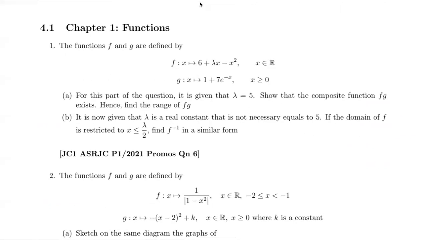Okay, so we look at certain questions. We start from non-messed up school to messed up school. So we start with a non-messed up school first. We start with ASR. So question 1, please try.